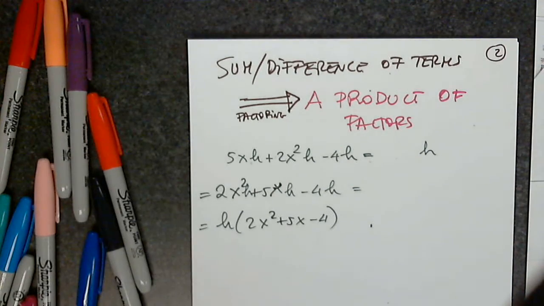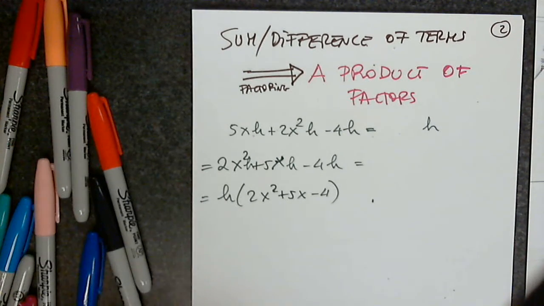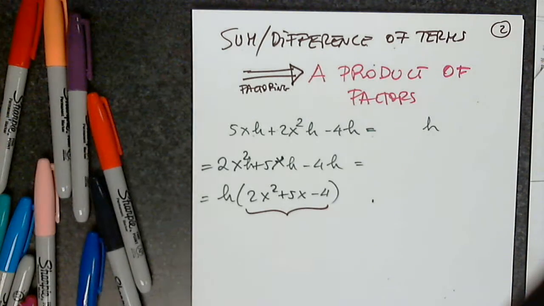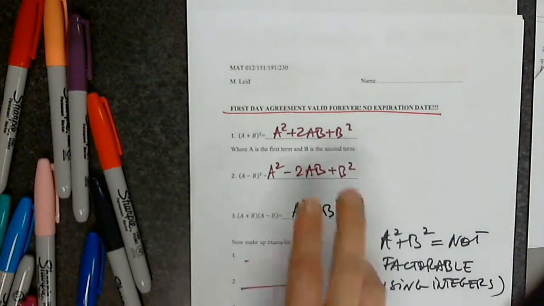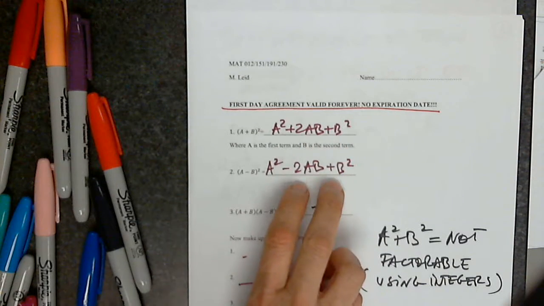Now I see this is a trinomial with only one variable, and I will try to see if I can factor it. Is there a special product? That's my first thought. What do I mean by the special product? It's a trinomial. Is it this or this?